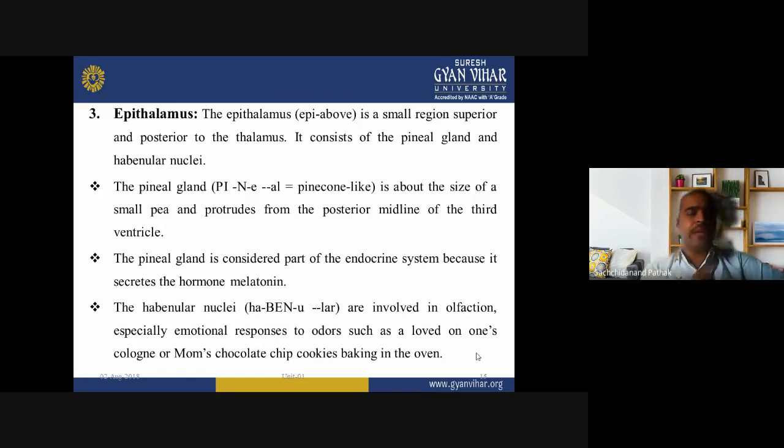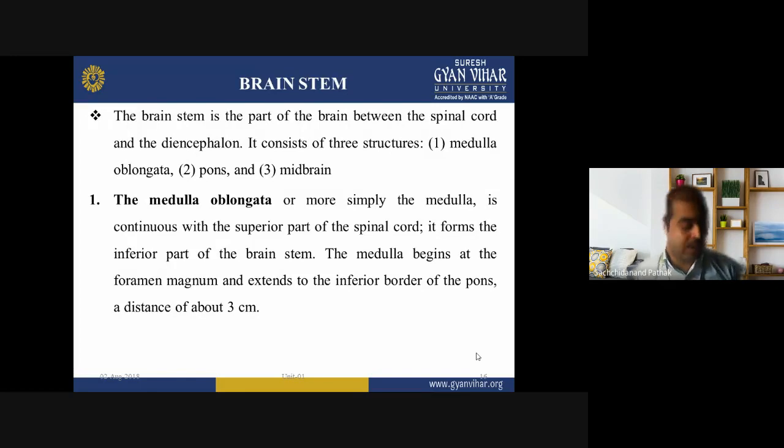Then the habenular nuclei will be there. The habenular nuclei are involved in olfaction. Olfaction means smell, especially emotional responses to odors, such as a loved one's cologne or mom's chocolate chip cookies baking in the oven. So these are due to the involvement of the habenular nuclei.